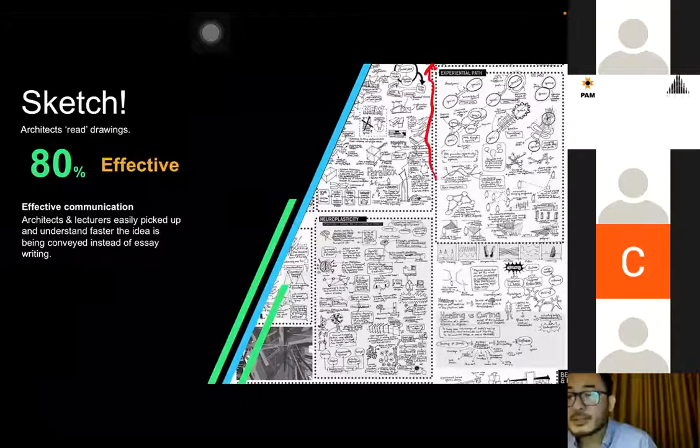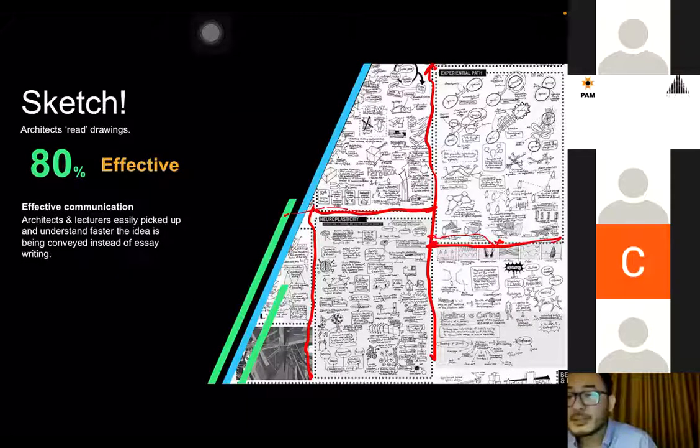And then next is actually segmenting this. When you give these segments, it's actually very easy. We architects think in different segments. Different segments have different functions. So this is also another way of making things clearer.